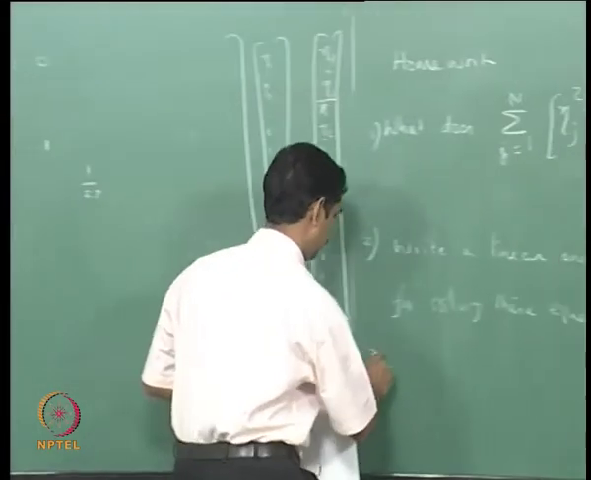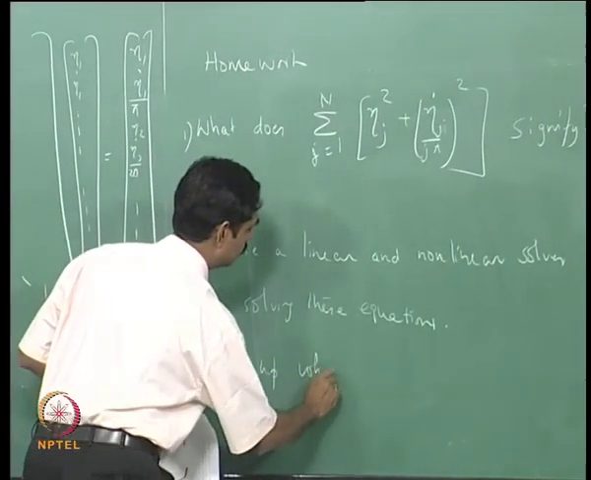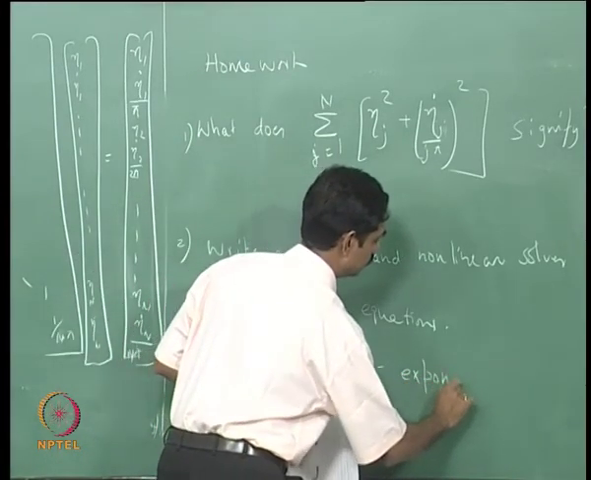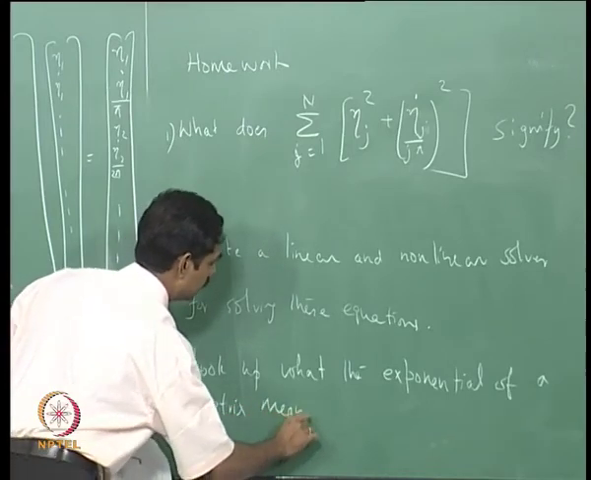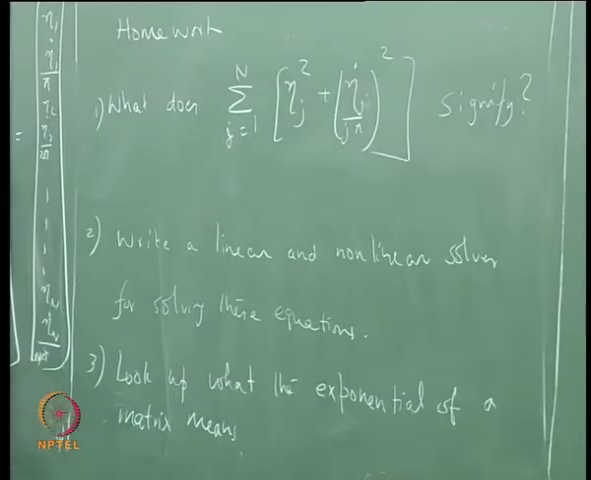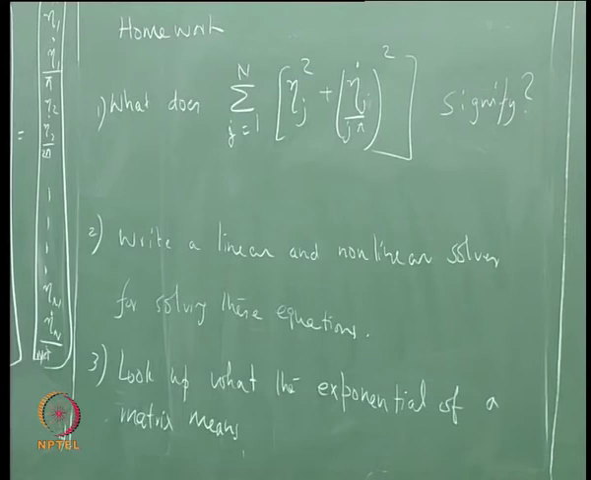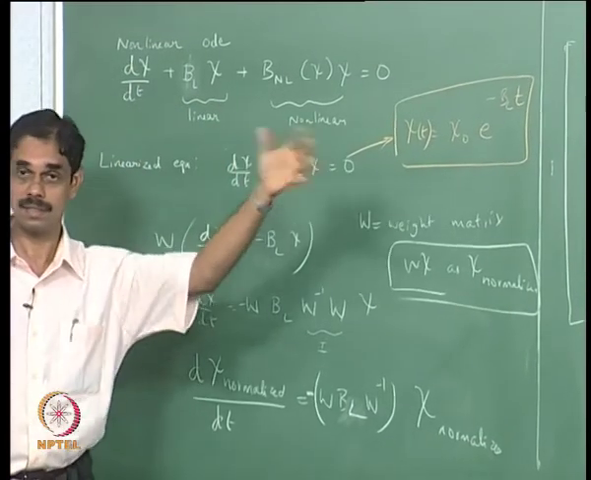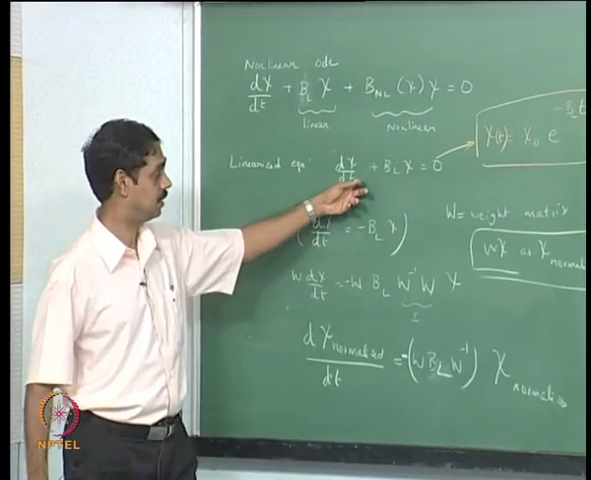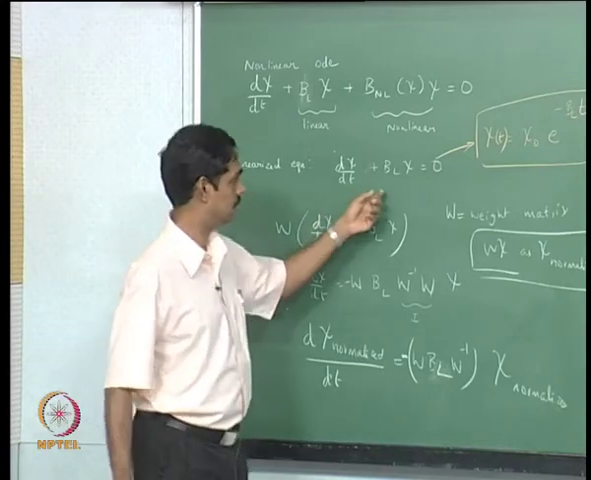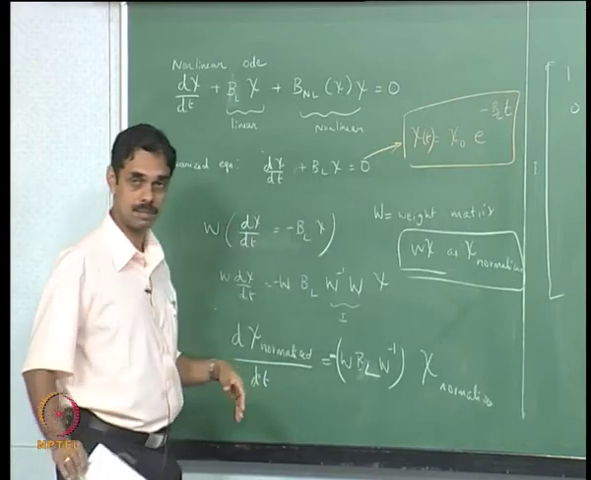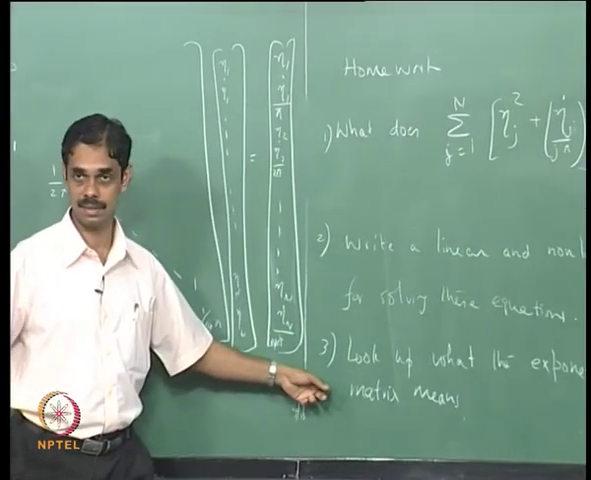So the third question is: look up what the exponential of a matrix means. You can look up any linear algebra book, or perhaps you can see it in a book on dynamical systems, or probably on Wikipedia. Is this okay so far? To summarize, we have our dynamical system written here in the form d chi by dt plus f of chi equal to 0, and we have a linearized version and a nonlinear version. The nonlinear version we split into linear and nonlinear terms, and the linear solution has a closed form solution of this form based on the matrix exponential. If you cannot find this, I will answer it in subsequent classes.